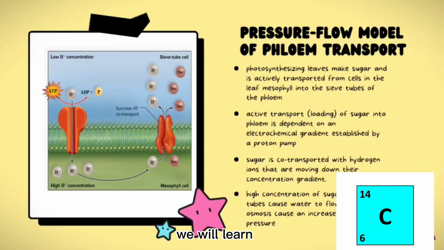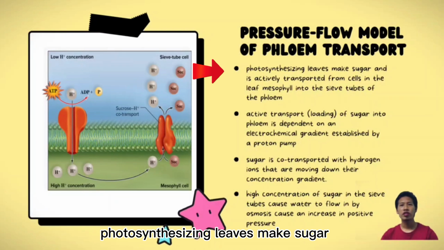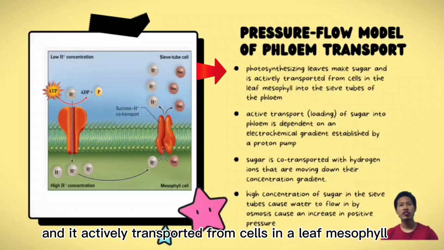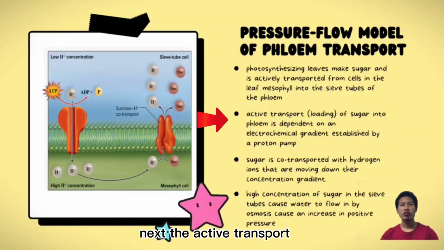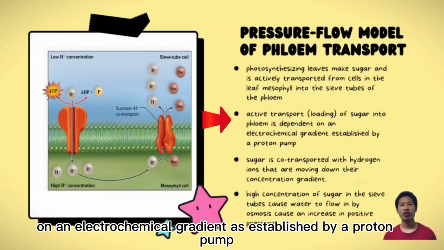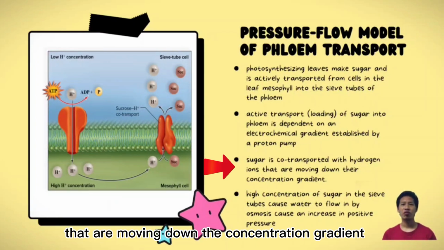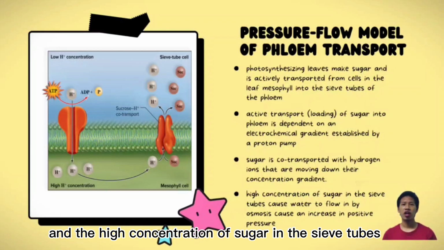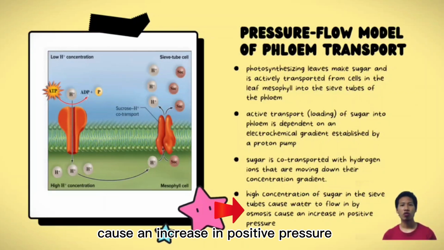Last but not least, we will learn about the pressure flow model of phloem transport. It starts with photosynthesizing leaves making sugar, which is actively transported from cells in the leaf mesophyll into the sieve tubes of the phloem. The active transport loading of sugar into the phloem is dependent on an electrochemical gradient established by a proton pump. Sugar is co-transported with hydrogen ions that are moving down the concentration gradient. The high concentration of sugar in the sieve tubes causes water to flow in by osmosis, causing an increase in positive pressure.